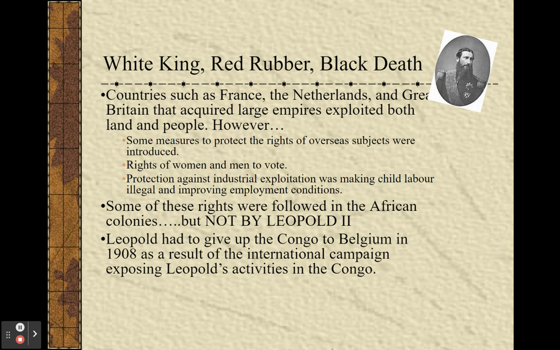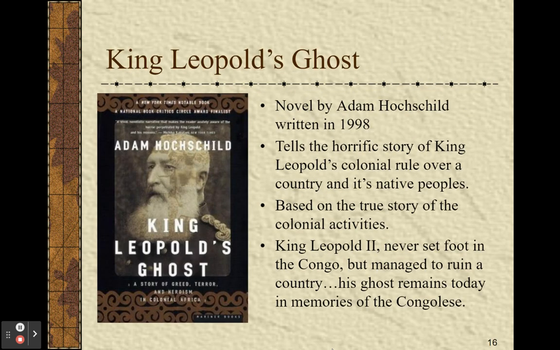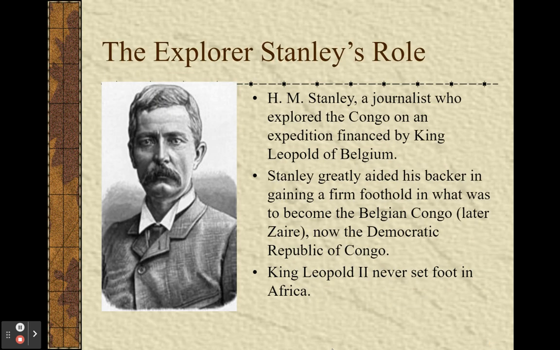Some of these rights were followed into the African colonies, but not by Leopold. Leopold had to give up the Congo to Belgium in 1908 as a result of the international campaign exposing Leopold's activities in the Congo. King Leopold's Ghost. This is a novel written by Adam Hochschild in 1998, and it tells the horrific story of King Leopold's colonial rule over a country and its native peoples. It's based on the true story of the colonial activities. King Leopold II never set foot in the Congo, but managed to ruin a country. His ghost remains today in memories along the Congolese.